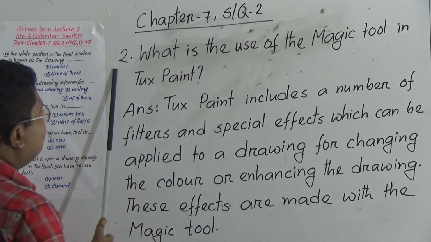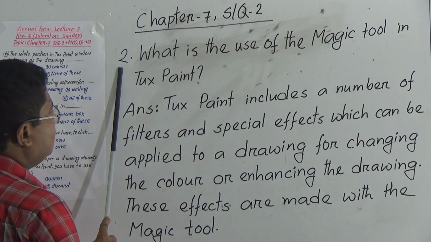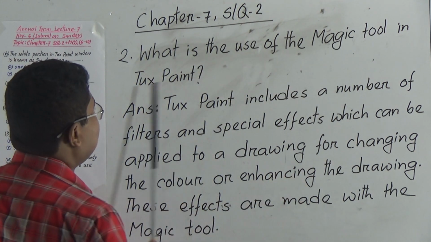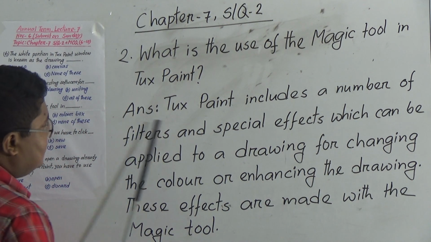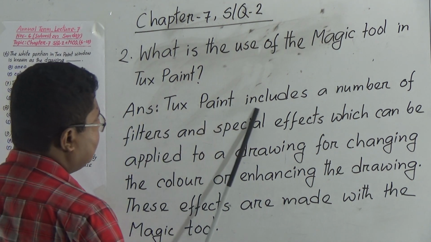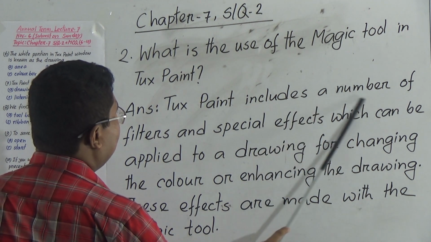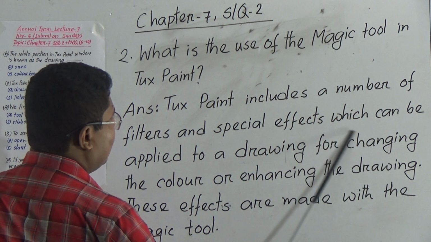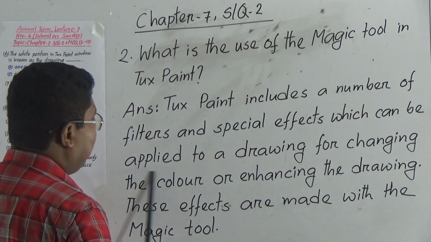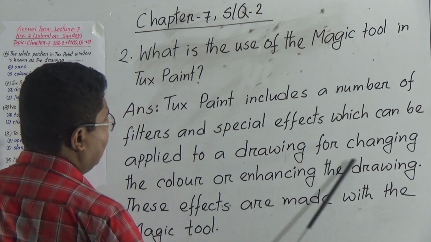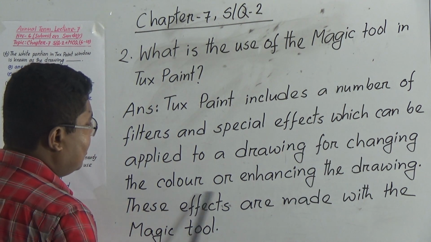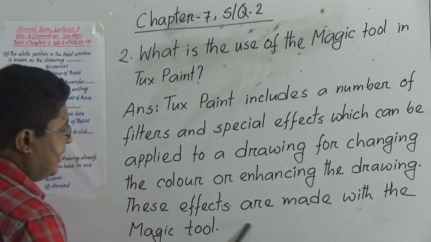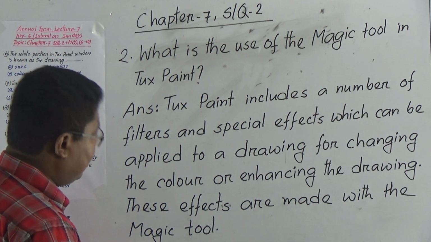Let's read again. Short question number 2. What is the use of the magic tool in Task Paint? Answer: Task Paint includes a number of filters and special effects which can be applied to a drawing for changing the color or enhancing the drawing. These effects are made with the magic tool.